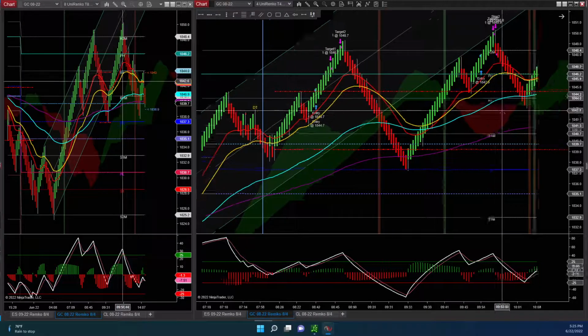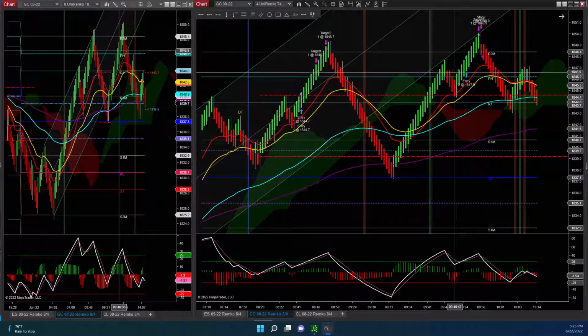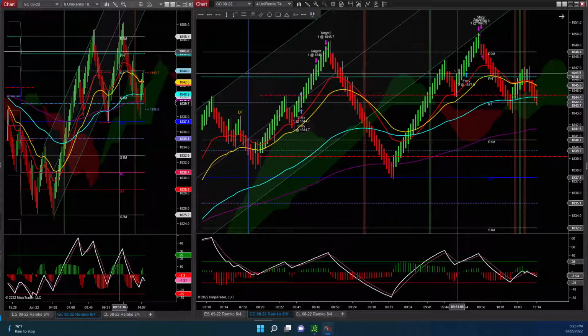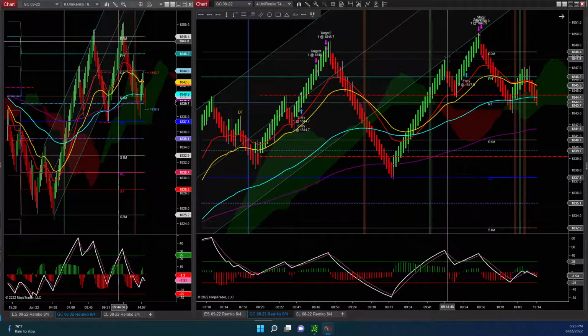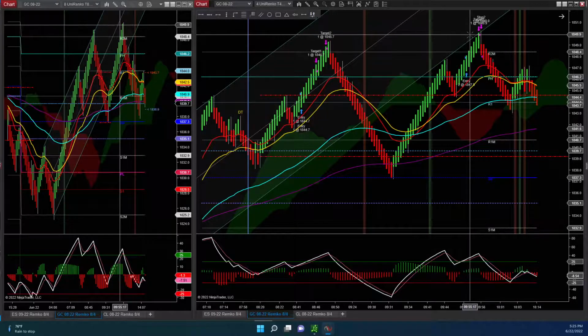Now, there's another entry right here, a weak bounce out of the 21 and out of the opening range. I did not take it. I waited until it broke above this pivot high here, and then this one was good for $200 there.